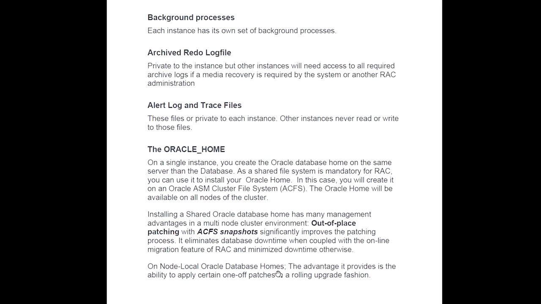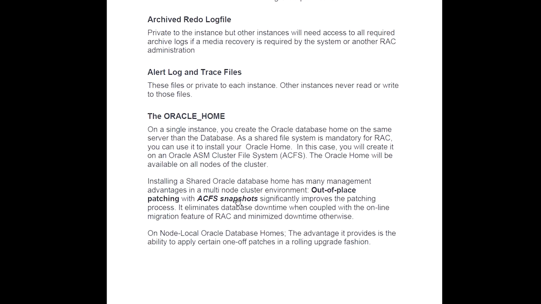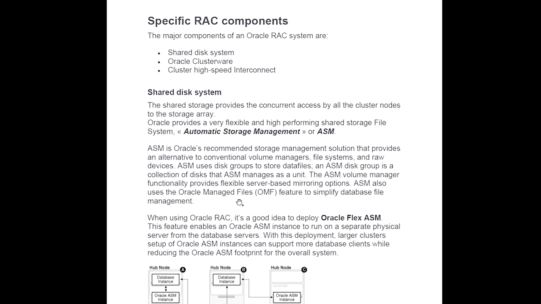Next we'll move to the next part. Let's see what is there. RAC specific components. The major components of Oracle RAC systems are shared disk, Oracle clusterware, and clusterware high-speed interconnects. Again, the same thing: you will be sharing the entire storage with the help of ASM, that is automatic storage management.